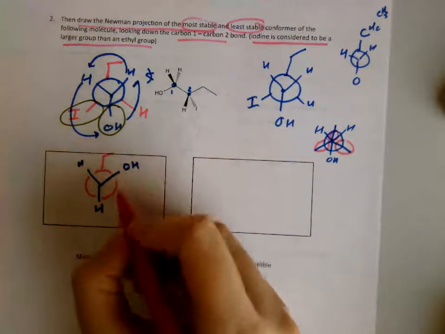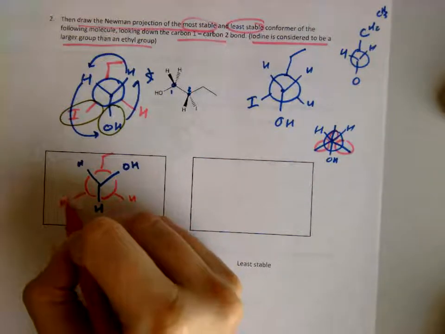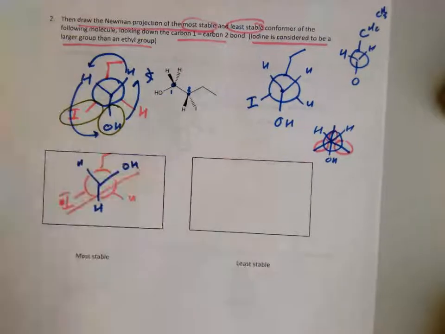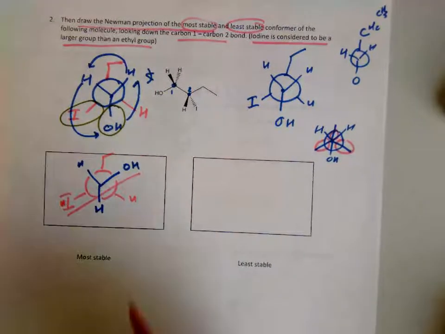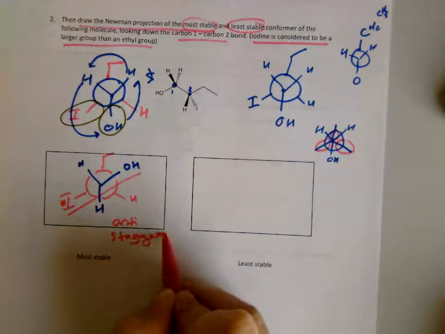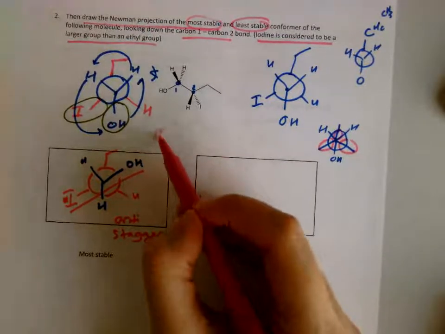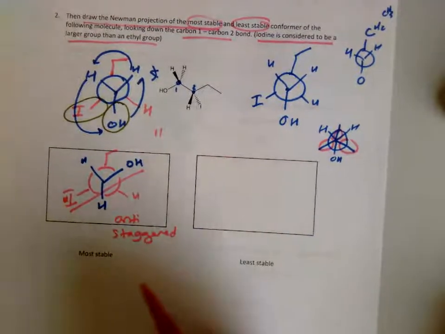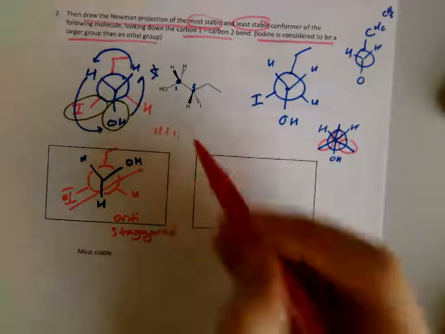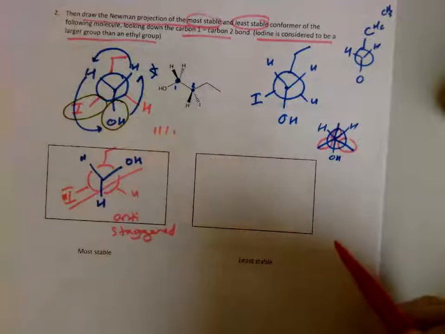But I didn't move the back carbon at all at this point. The back carbon is still the same. And so you can see, this is iodine, not hydrogen. You can see the iodine and the alcohol are opposite each other. So this is anti, and it's also staggered. If you drew the correct Newman projection, I gave you 2 points for that. And then if you got it anti-staggered, I gave you 1.5 points for that.